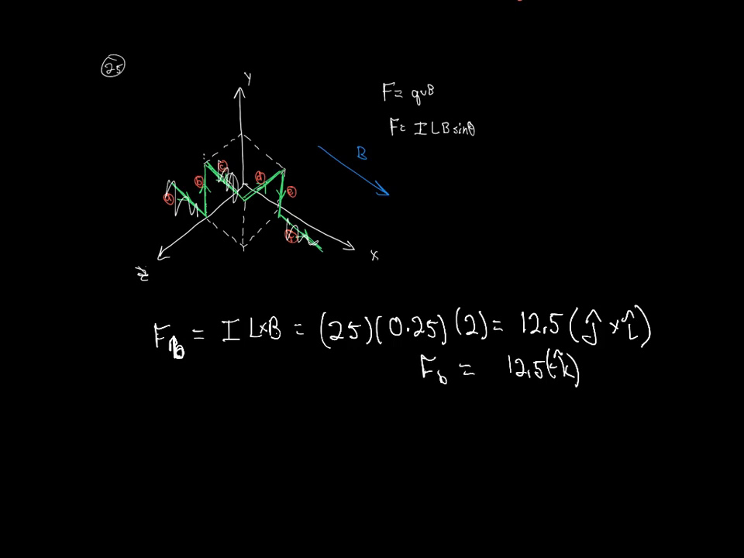What else do we have to calculate? That's not the only force. I still have 2 other segments. What other segments? E and D. So let's do FD. ILB, still the same numbers, so I get 12.5. What changes is the direction. ILB for segment D, my fingers are going in that direction. That's opposite to the Z, so that's negative Z, which would be negative K hat.